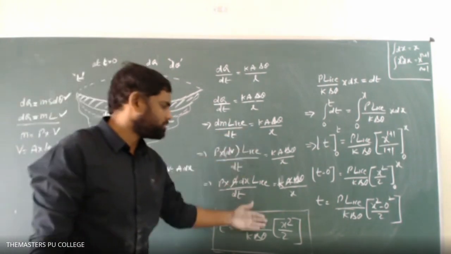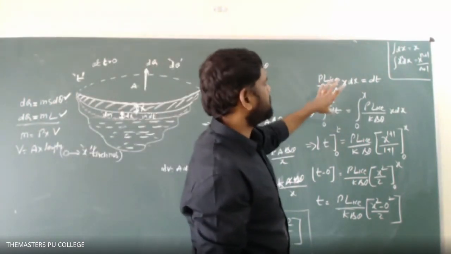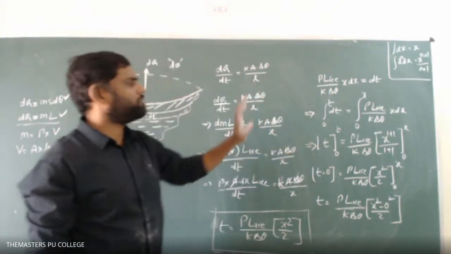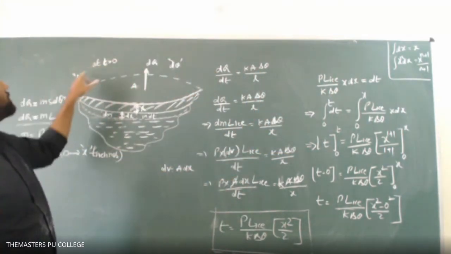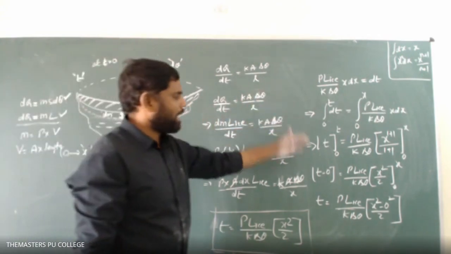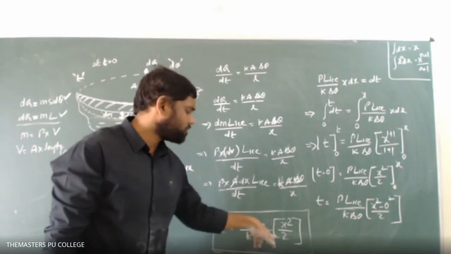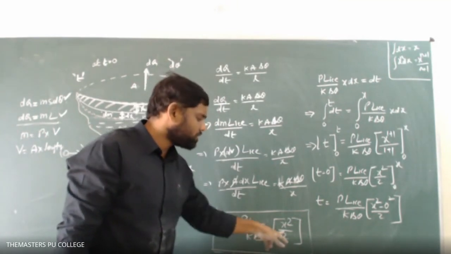So based on this, with proper calculation, I got this relation. Then integrating with proper limits. Integrating means from where to where time is changing. Time is changing from 0 to t. Thickness of the ice layer is changing from 0 to x. By calculating this, we got the t value. This is the time taken to grow an ice layer from 0 to x thickness.